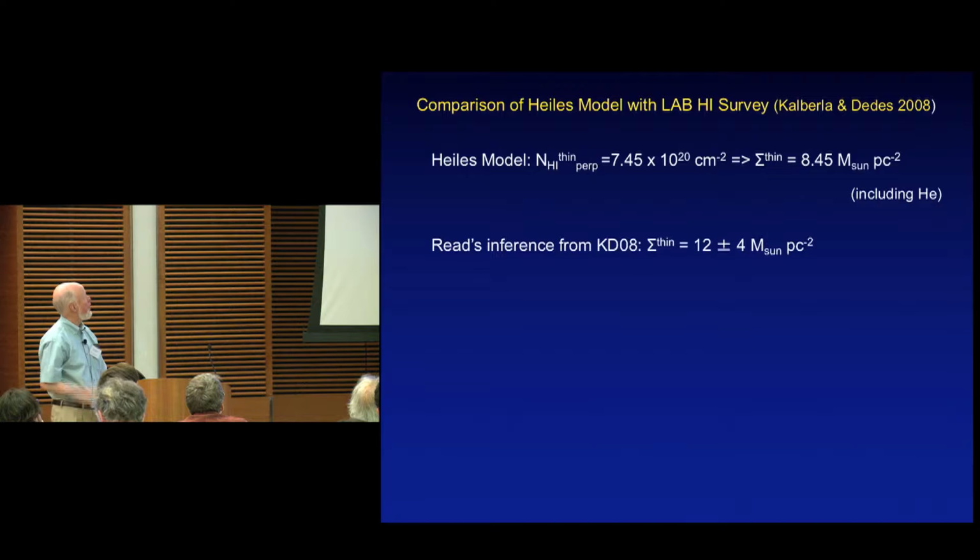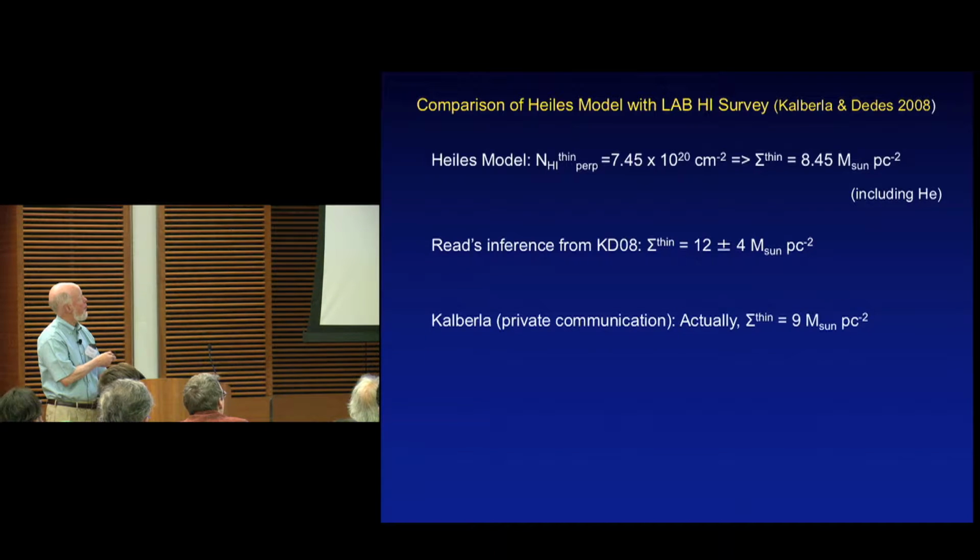I cited Reed's interpretation of the Calberla and Dickey result from the lab survey, 12 plus or minus 4. And then in a private communication, I had a number of communications with Calberla. He actually looked back at his data and found that it's actually closer to around 9.